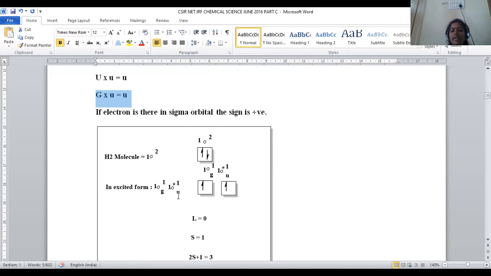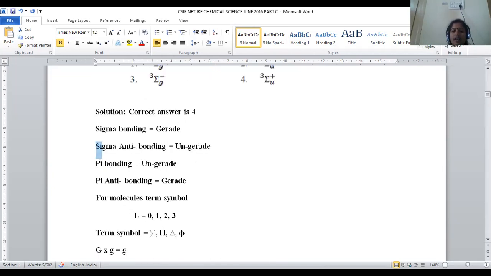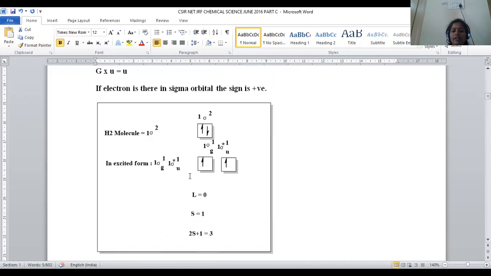We are going to excite it. So when it is excited, one of the electrons now enters the antibonding orbital. Sigma gerade is attributed with 1 electron. Sigma ungerade is nothing but antibonding. Sigma antibonding, as we just discussed, is called the ungerade orbital, where one more electron will be there. So one electron is in the gerade orbital and the other electron is in the ungerade orbital.